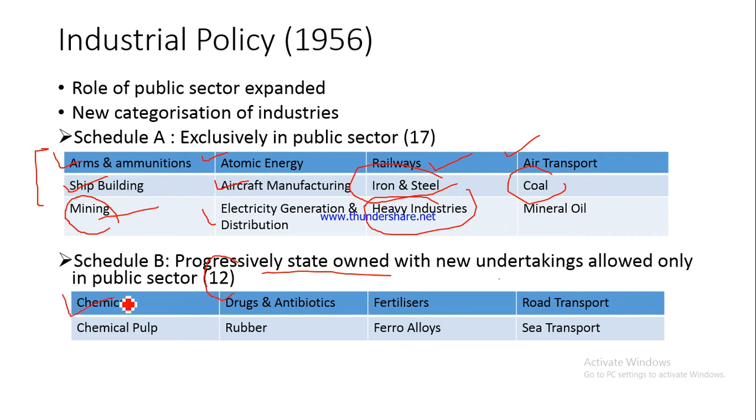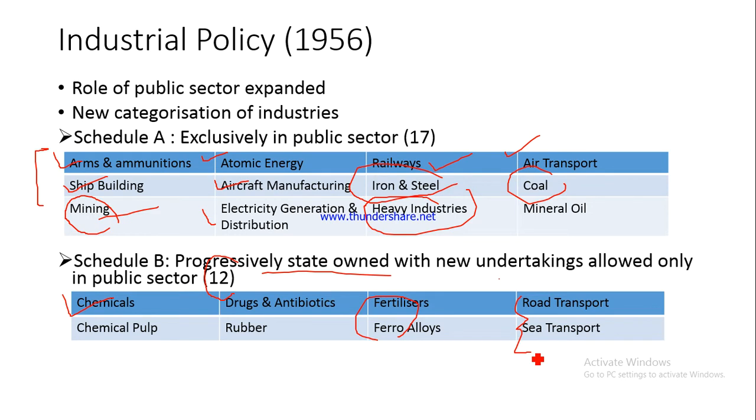For example, chemicals and chemical pulp, drugs and antibiotics, rubbers, fertilizers, ferroalloys. Ferro means iron. So alloys made up of iron and other metals, road transport and sea transport. Now these were the sectors in which private participation was also now deliberately reduced, and the public participation was increased. So which all units existed till then, they were gradually converted to public sector enterprises, while no new private sector units were allowed to come up in these areas.